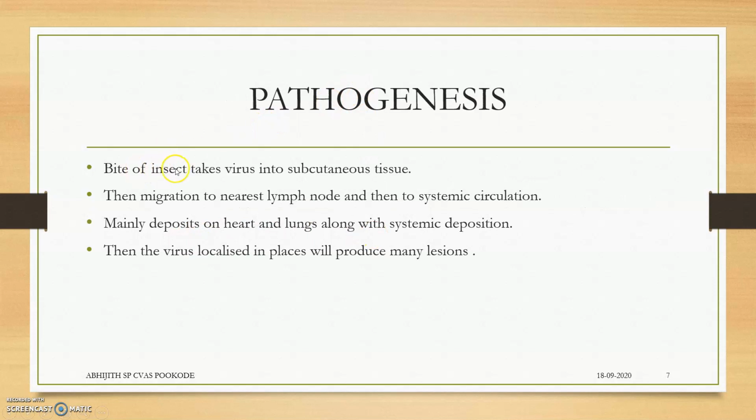Pathogenesis: the bite of the insect takes the virus into subcutaneous tissue, then it migrates to the nearest lymph node and then to the systemic circulation. They kill the cells present in the nearby area, and the WBCs mainly deposit on the heart walls and lungs along with systemic deposition. Then the virus gets localized in places, which produces many lesions.